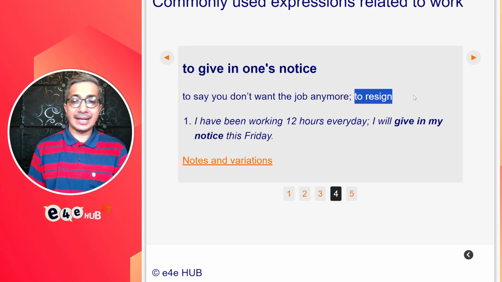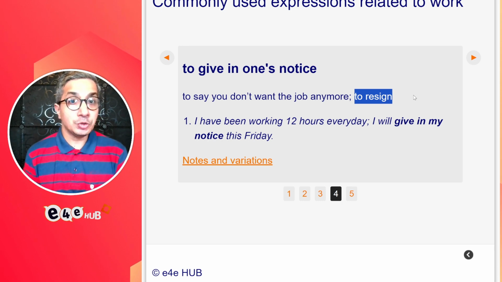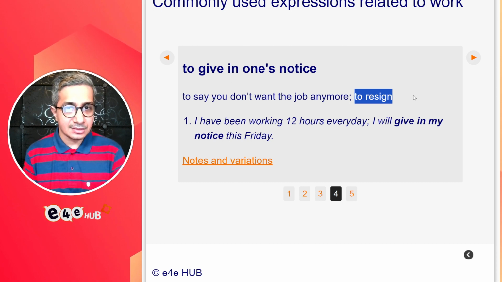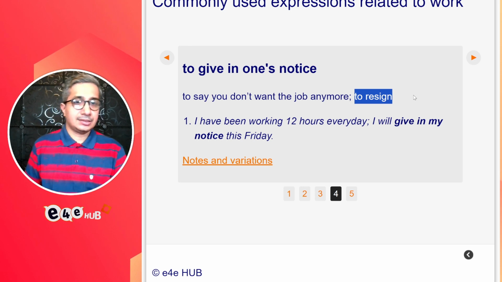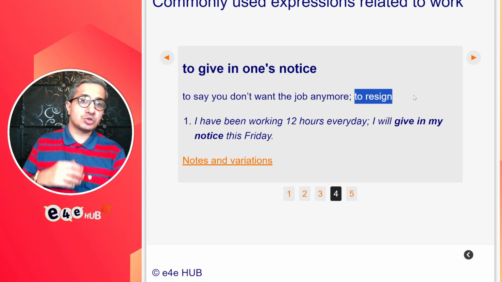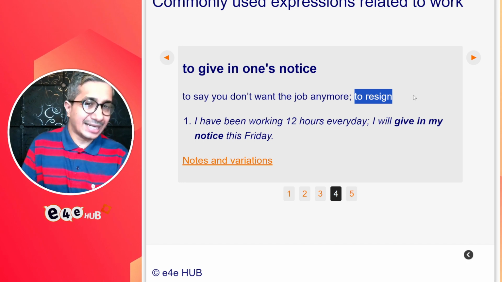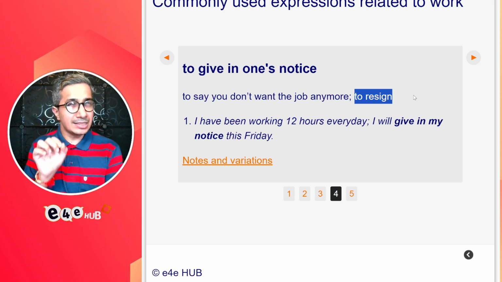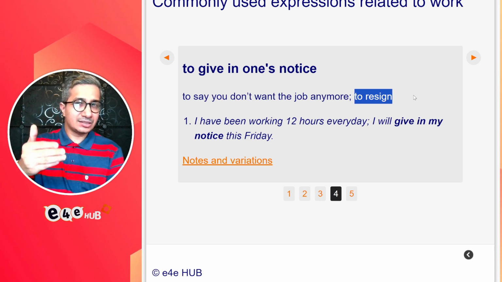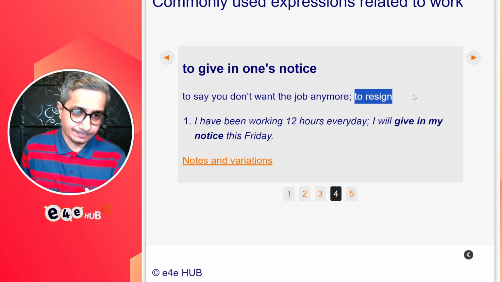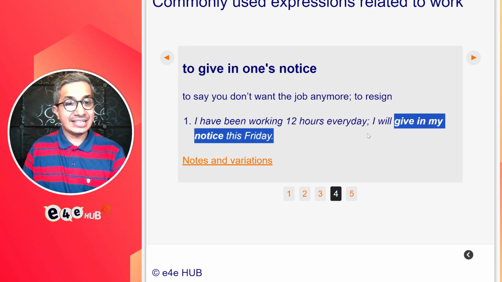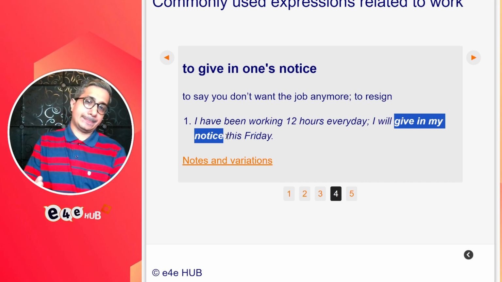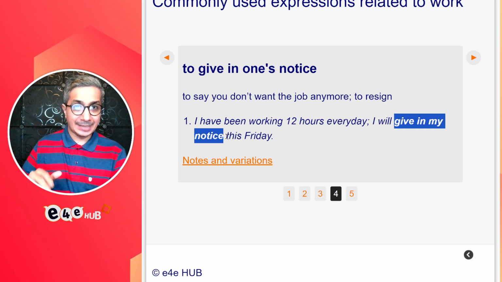The reasons can be manifold: the commute, work-life balance, lower salary, a lot of reasons there. But to give in one's notice is to say that you don't want the job anymore. And you literally say this to your manager or someone that you're reporting to. I have been working 12 hours every day. I will give in my notice this Friday. Have I given my notice? No. I plan to give my notice this Friday.